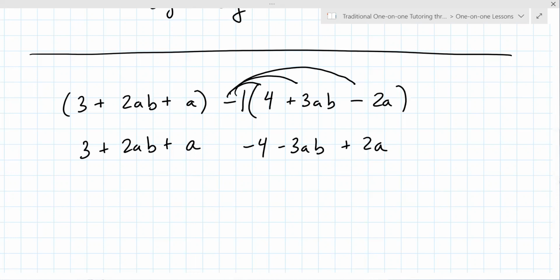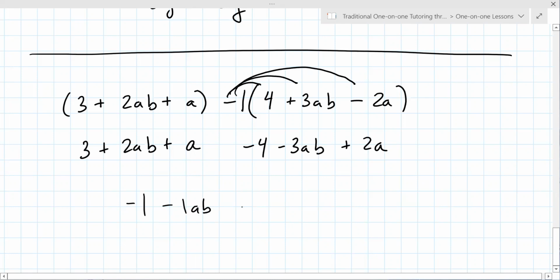Okay, go ahead and tell me what you've got. -1, -1a, and -3ab, 3a. So they're actually both positive. 1a and 2a are both positive, so it'd be +3a.